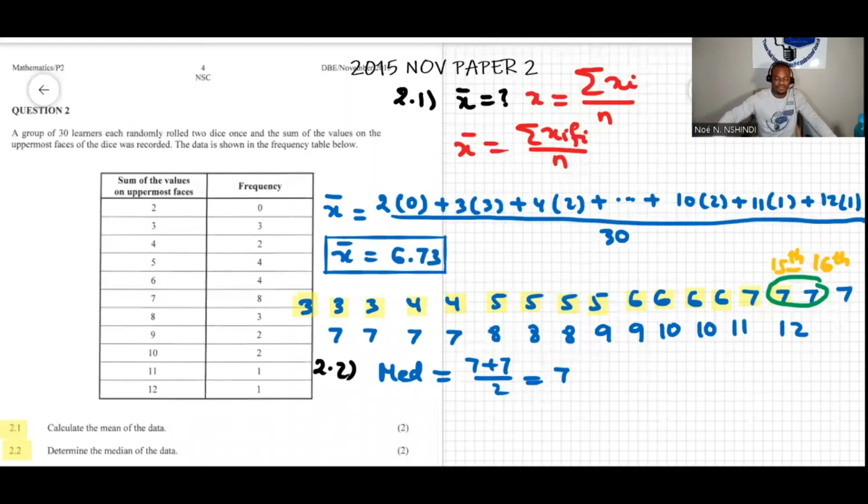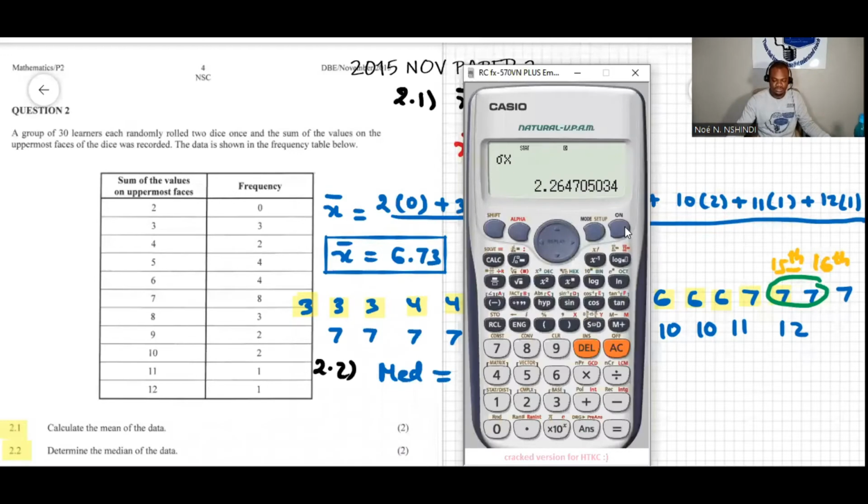Well, okay, now I'd like to show you also how you can get these values by using the calculator. Okay, I'm gonna press this like that. Now I'm going over questions 2.1 and 2.2, but let's first read the question.